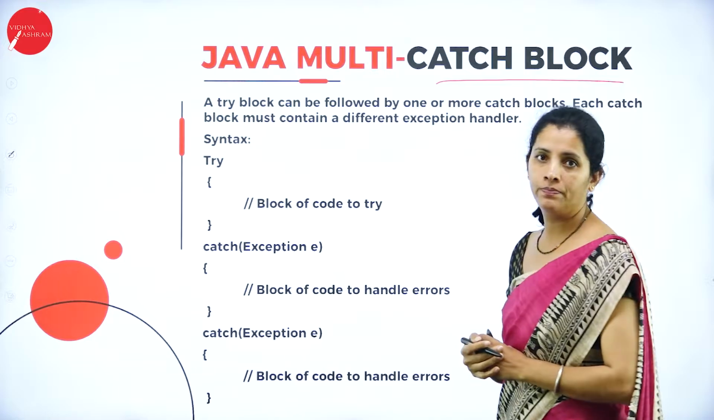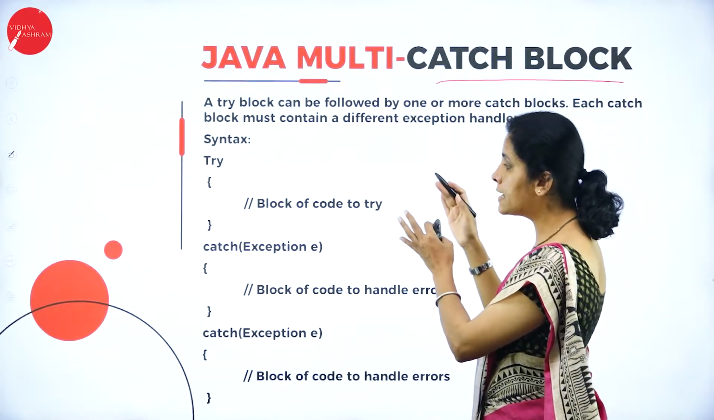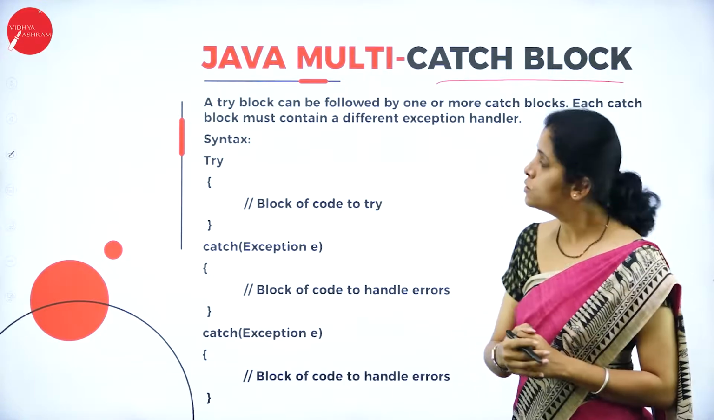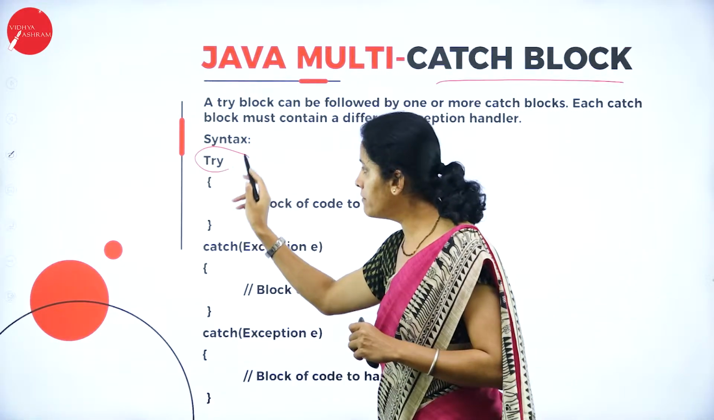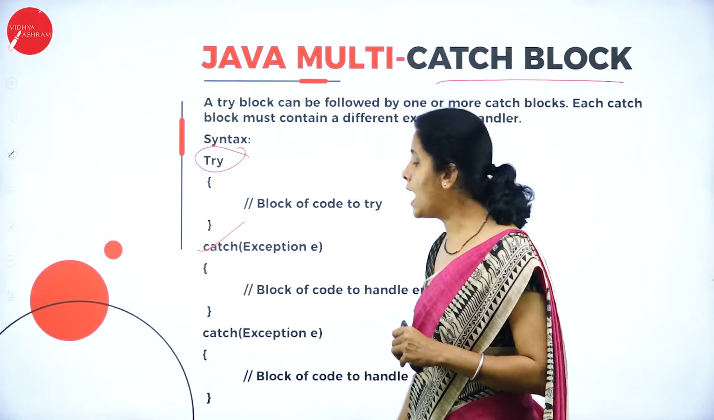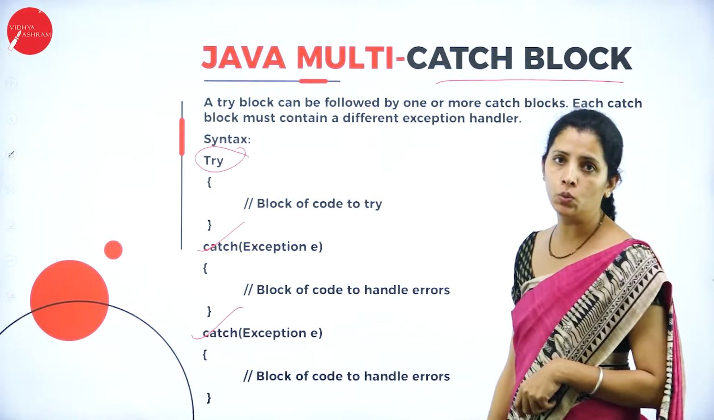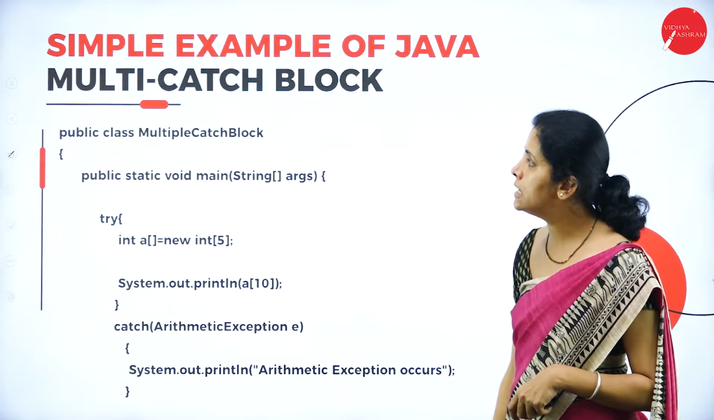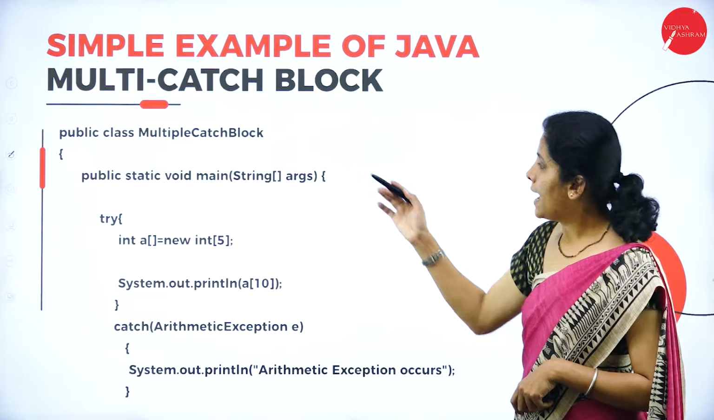multi-catch block. In the sense, for a single try, I can have more than 2 catch blocks. So dear student, see, I have a try block, and for this try, I have catch block 1 and I have catch block 2. Now dear student, this is the simple example used to illustrate multiple catch blocks.